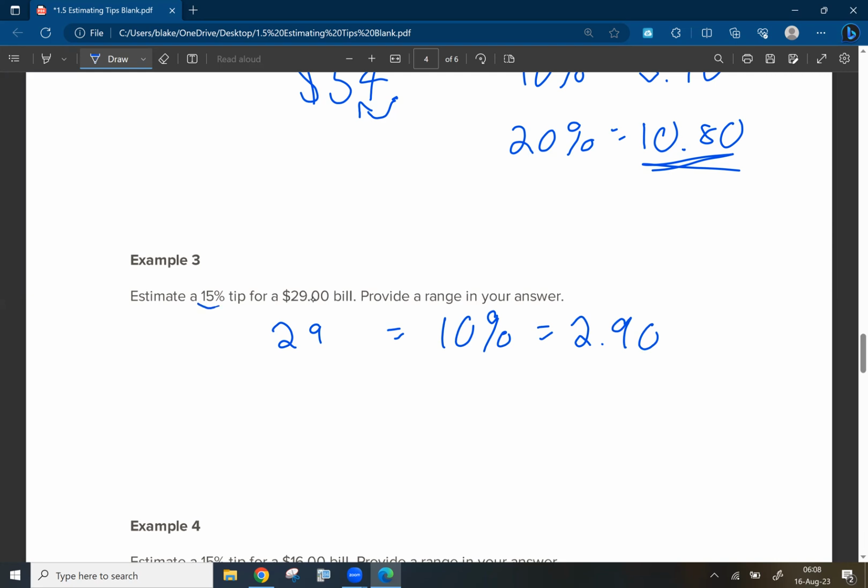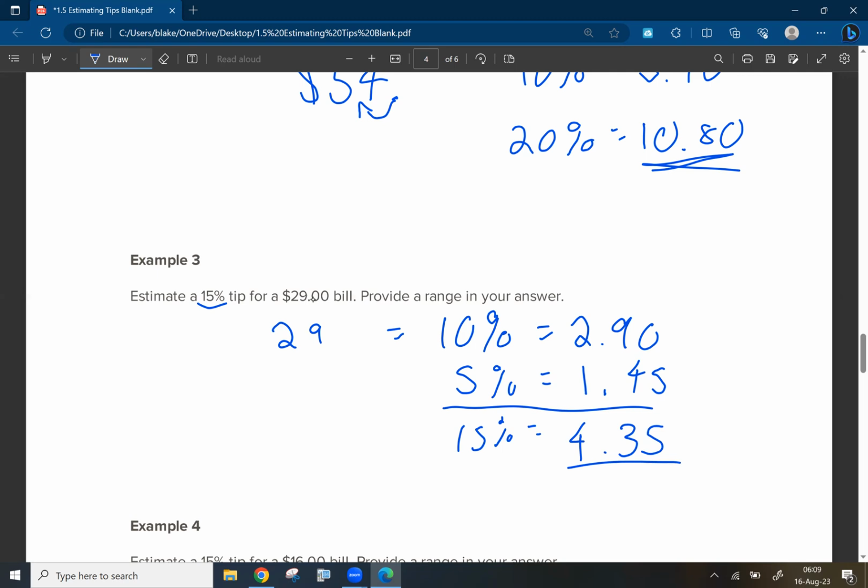15%, so is our goal. So we want to figure out what 5% is. We're going to take half of 290. So half of 290 is going to be $1.45. I think. Yeah. All right. So then 15% is going to combine these together, which would make it $4.35.